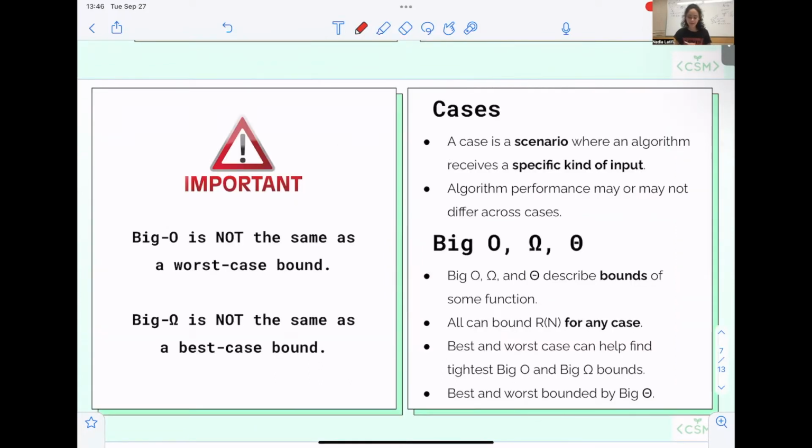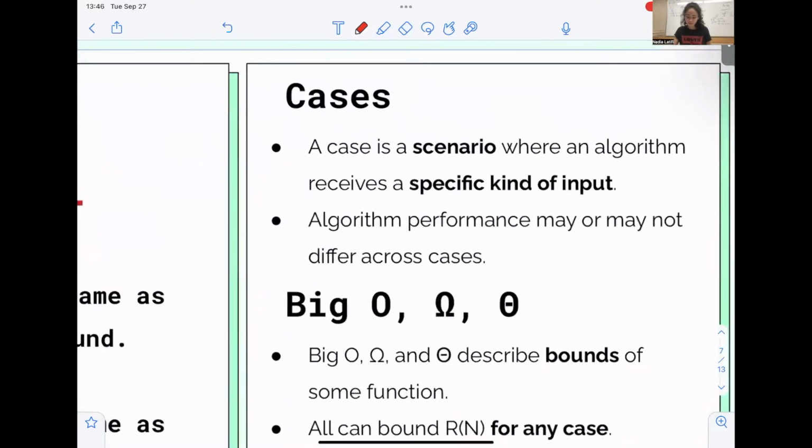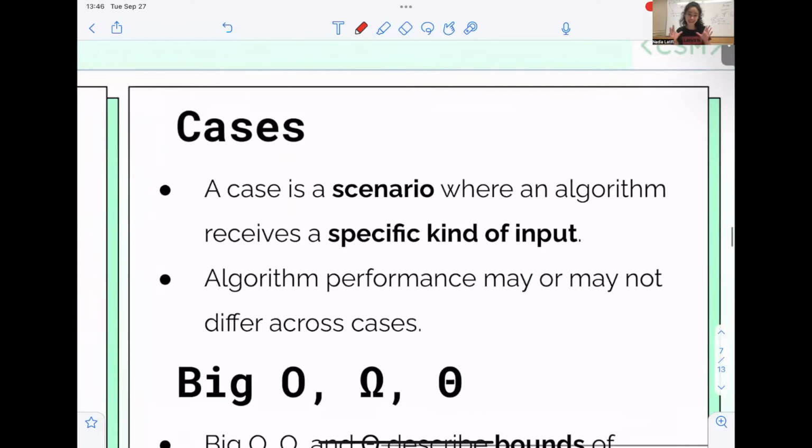Okay, so this is a common source of confusion, but let's make sure that we make this distinction right now. So big O is not the same as a worst case bound, and big omega is not the same as a best case bound. Those terms are not synonyms, okay? So what's the difference between them? Well, let's first figure out what is a case. A case is a scenario where an algorithm receives a specific kind of input.